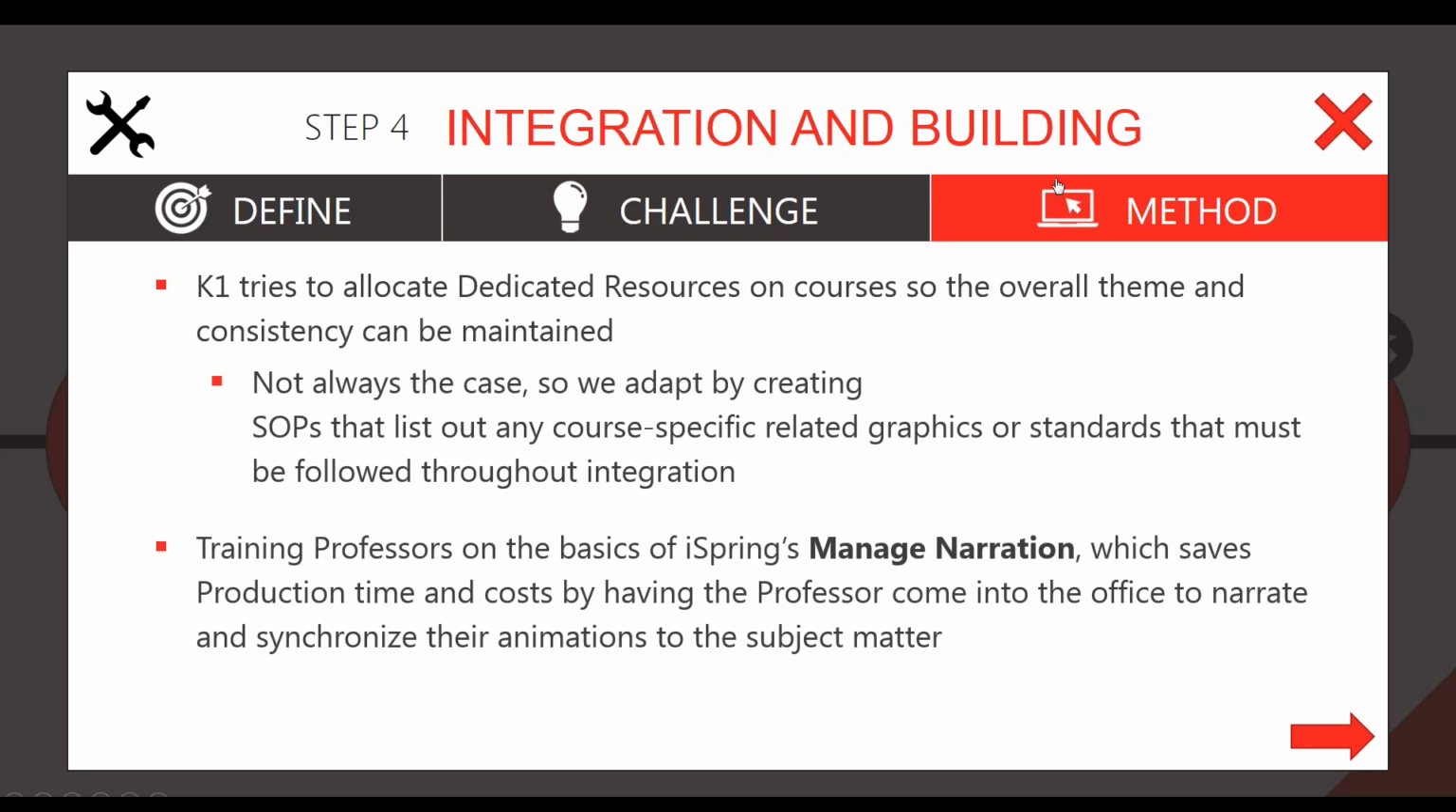So how did we do this? We try to allocate dedicated resources on each course so the overall theme and consistency can be maintained. But that's not always the case. We have several projects at once, and we don't always have one resource per course. So that's why we adapt by creating our SOPs, and we list out any course-specific related graphics or standards in a central repository that everybody has access to. So in the odd case that I become ill and we have to bring someone else on board, they can quickly access this SOP, see all of the historical standards throughout, and try to maintain that moving on. Also, because we have the templates in place, that will also help them make fewer errors in terms of consistency.